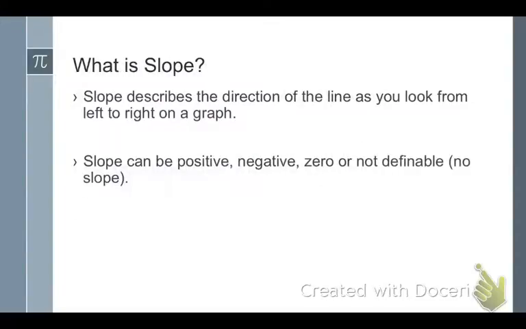So what is slope? Slope describes the direction of the line as you look left to right in the graph and the pitch of it, the steepness of it. It can be positive, negative, 0, or not definable. So a line that goes like that has a positive slope. A line that goes like that also has a positive slope, but it's steeper. And the steepness is important and the direction is important.